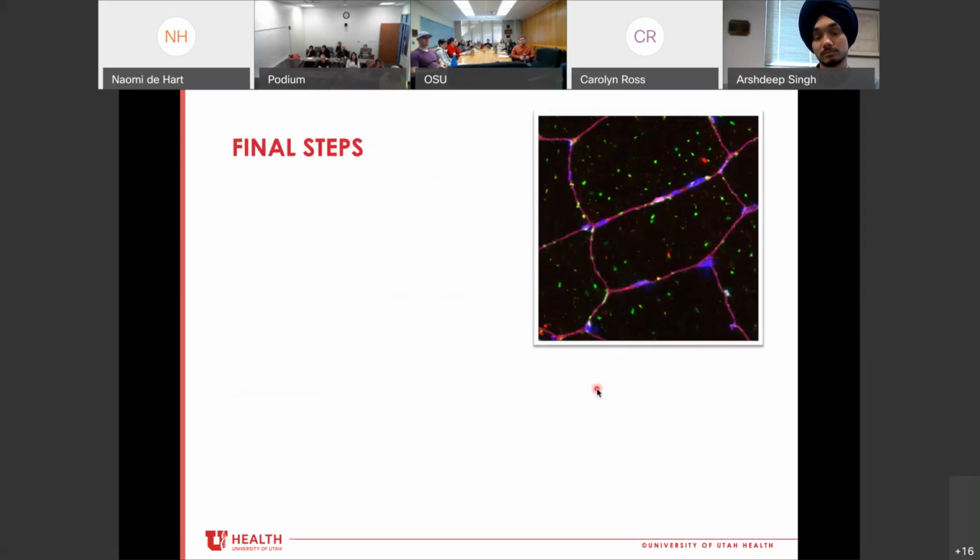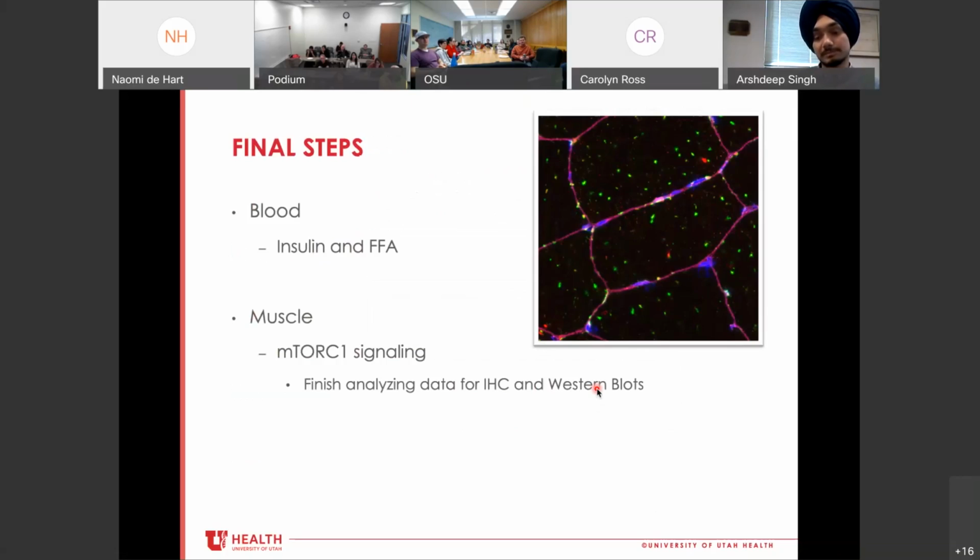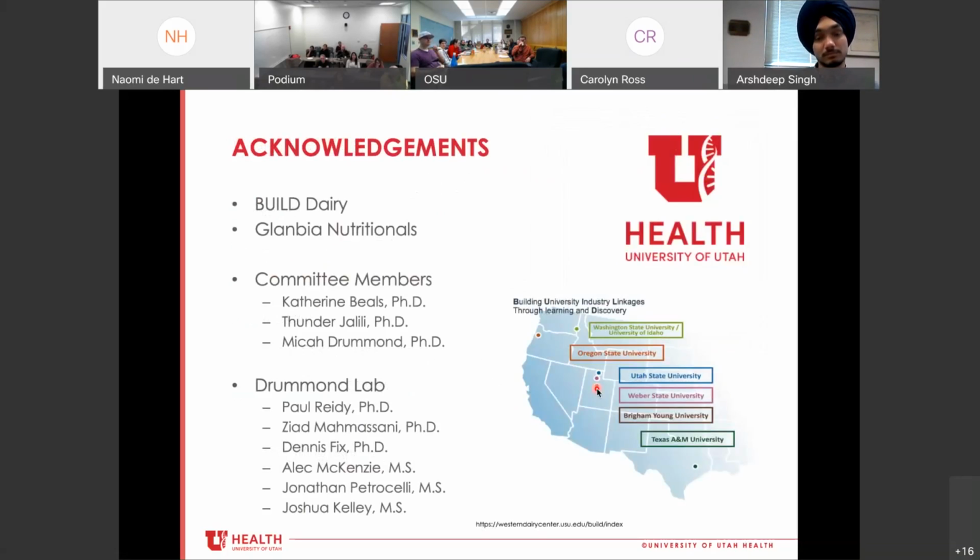The final steps for my project are to look at the insulin levels and the free fatty acid levels in the serum. And for the muscle, finish analyzing the data from both the immunohistochemistry and the Western blots. Then we will also compare the group of males and the group of females to see if there were any sex differences. And with that, I want to thank Bill Derry, Glamia Nutritionals, my committee members, and the Drummond Lab.